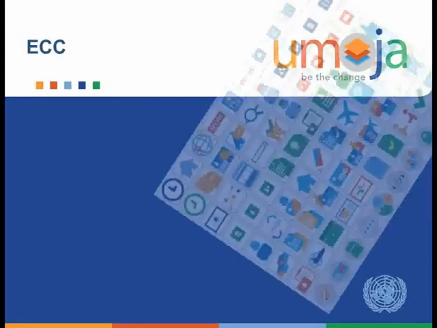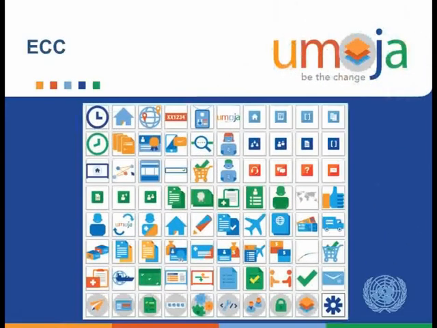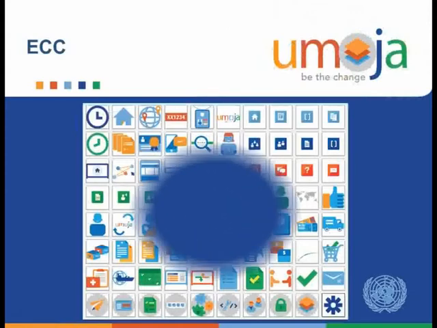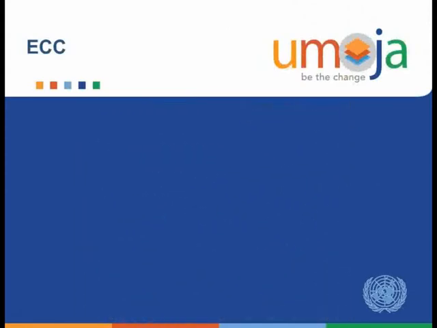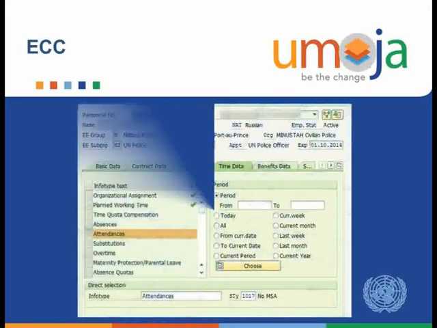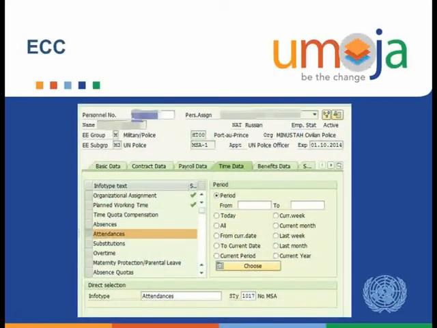We talked about portal earlier. In contrast to the portal, the ECC is the core transactional system used mainly by more advanced users to perform more intricate transactions and processes. The ECC is also where all the Umoja master data are recorded and stored. Please take a look at this example. In this ECC screenshot, a time senior administrator can record directly into the system a no MSA day if this UN police officer is not present at the duty station.